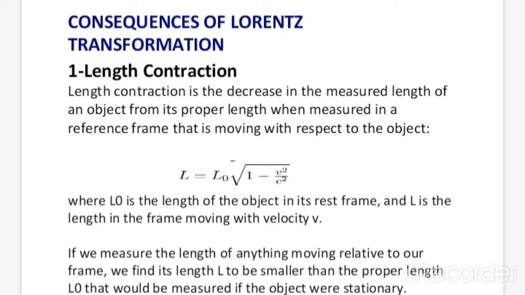Now the application part of the Lorentz transformation equation is called consequences of Lorentz transformation. First one is length contraction. Length contraction means the length of any object for two observers in different situations is different, that is not the same, and the difference is called the length contraction.